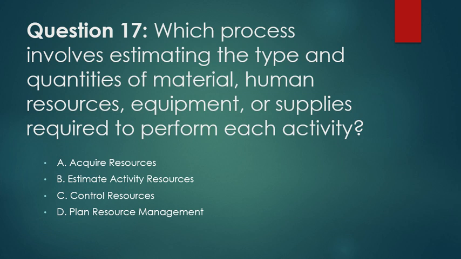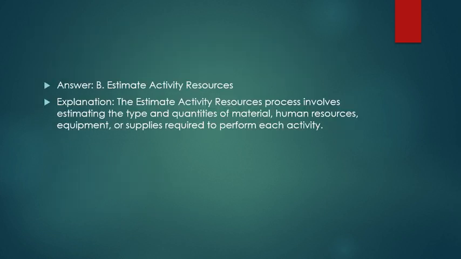Question 17. Which process involves estimating the type and quantities of material, human resources, equipment, and supplies required to perform each activity? Acquire resources, estimate activity resources, control resources, plan resource management. Answer is estimate activity resources. The estimate activity resources process involves estimating the type and quantities of material, human resources, equipment, or supplies required to perform each activity.